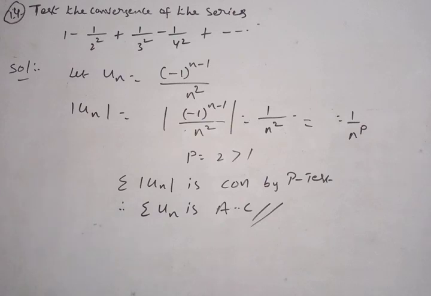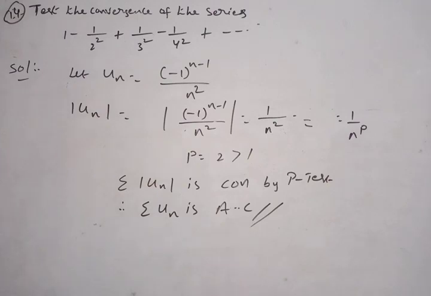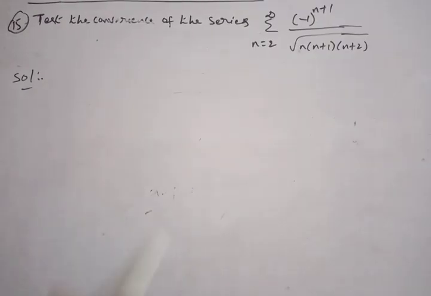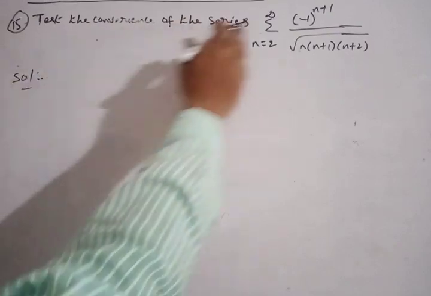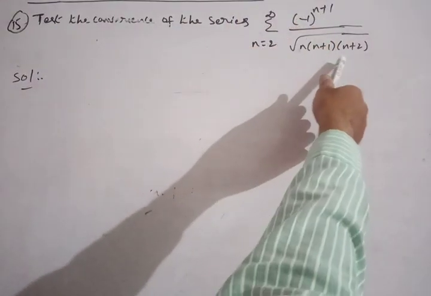These all are alternating series. How simple it is, right? So see, within seconds we did 3 problems. Next there is one more problem on alternating series. See here, what he gave: sigma n equal to 2 to infinity, (-1)^(n+1) by square root of n into n plus 1 into n plus 2.